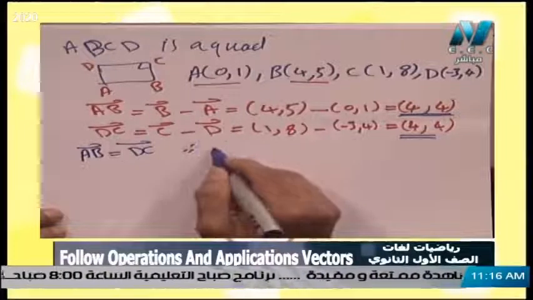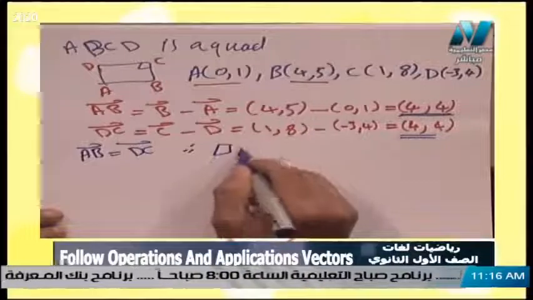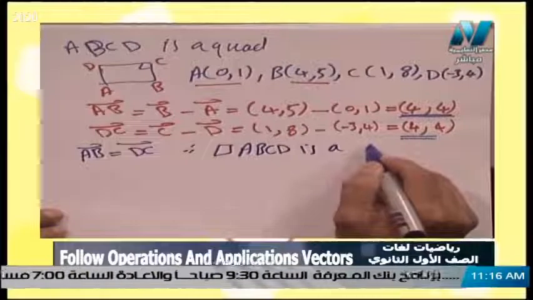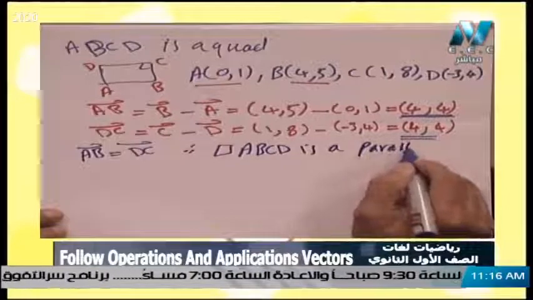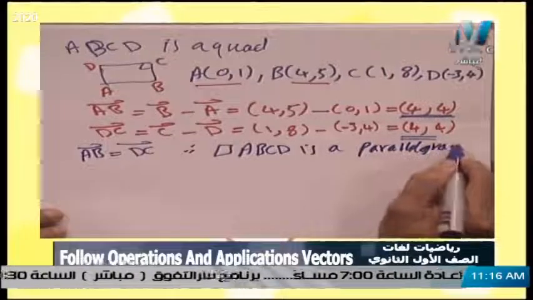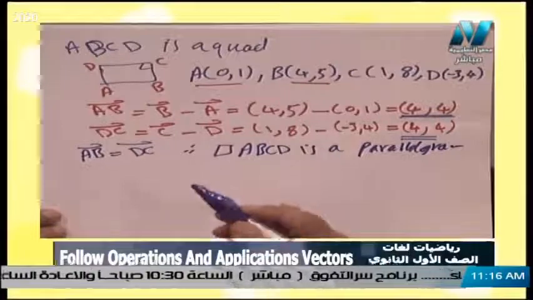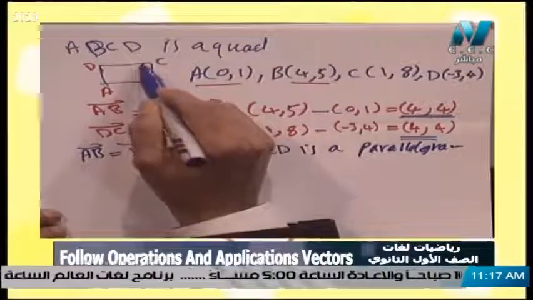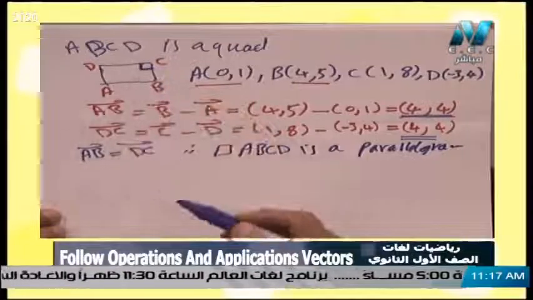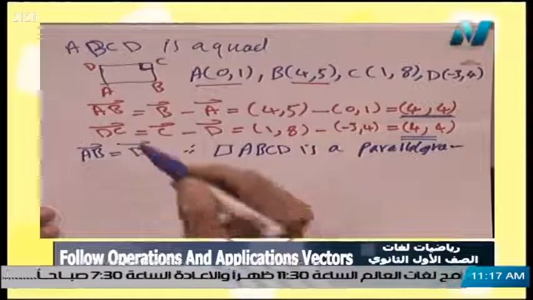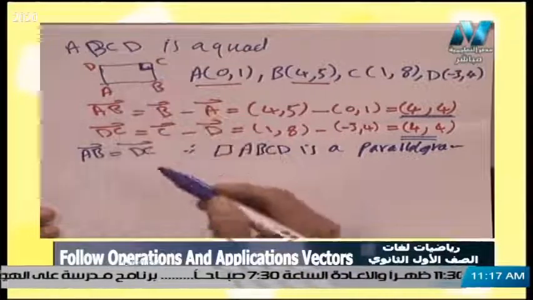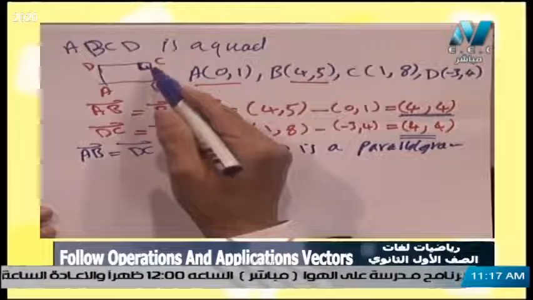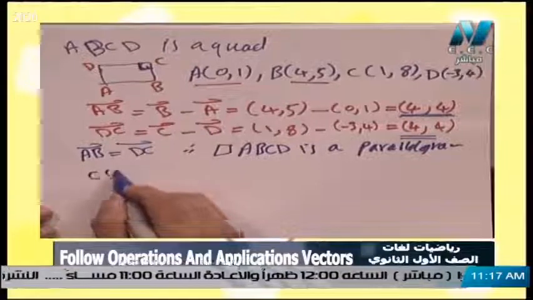Therefore, the quad ABCD is now a parallelogram. And we know that to prove it is a rectangle, we need to prove that we have a right angle here. If we have a right angle, the parallelogram will be a rectangle. So we'll try to find the vector CB.